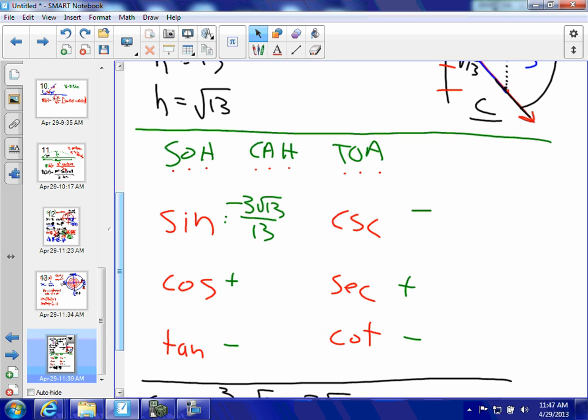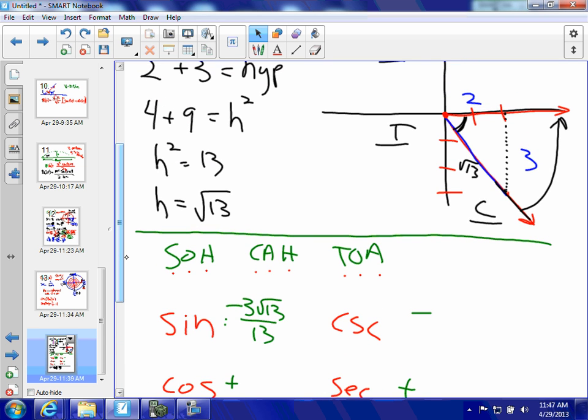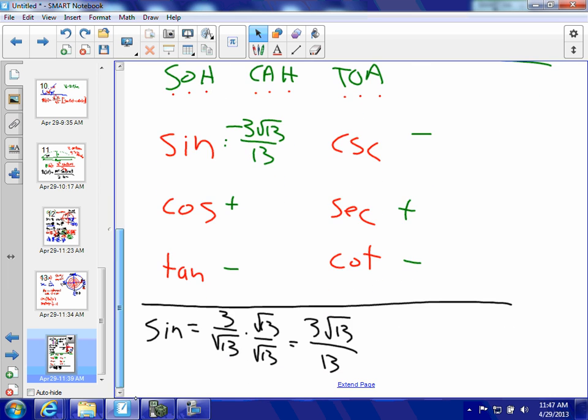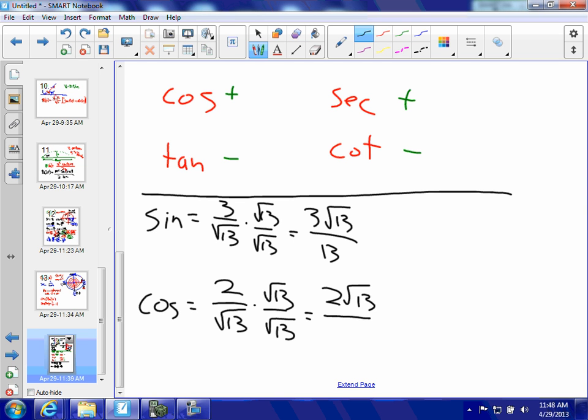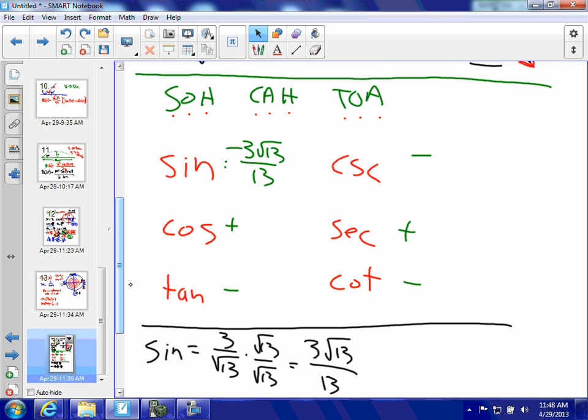So I have my sine now. My cosine is going to be adjacent over hypotenuse. So 2 over radical 13. Let's do a little calculation there. Cosine is going to be equal to 2 over radical 13. Let's rationalize the denominator. So I have 2 radical 13 over 13. That's going to be my cosine. 2 radical 13 over 13.